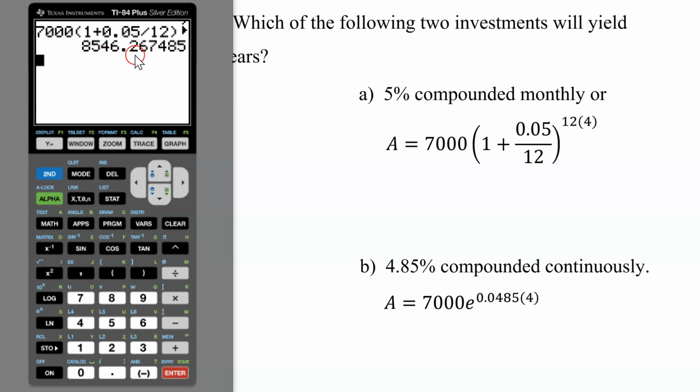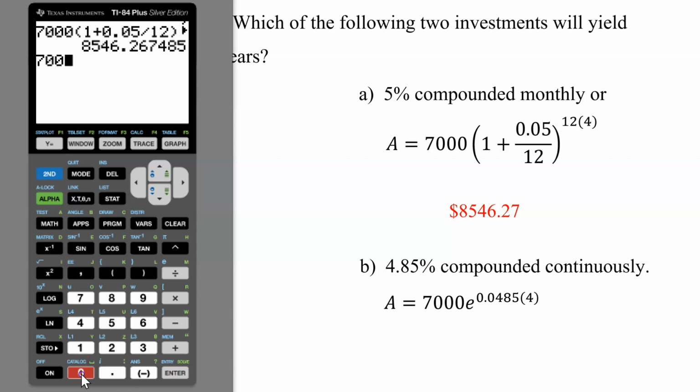So this is the amount in my account after 4 years. We always round to the nearest cent, which is this position here. So the 7 is going to round that 6 up to a 7. So the amount in my account after 4 years is $8,546.27.